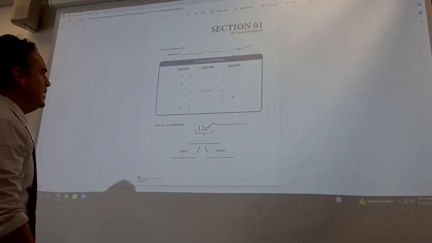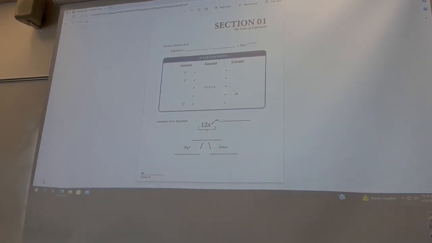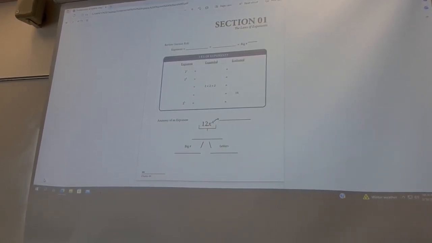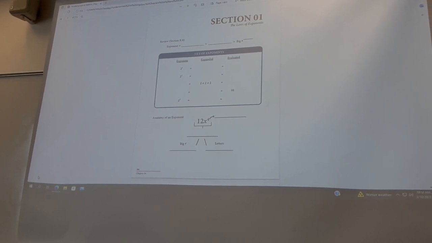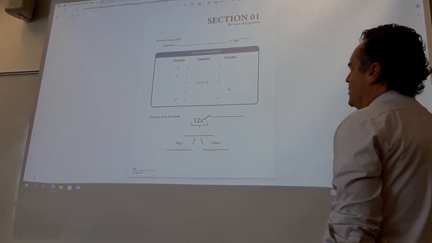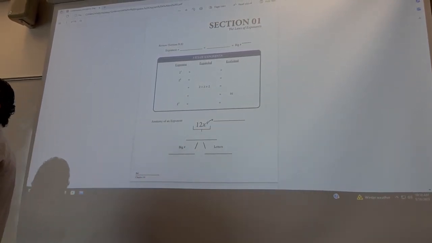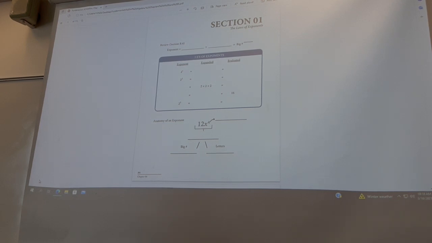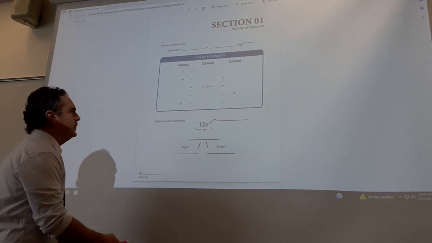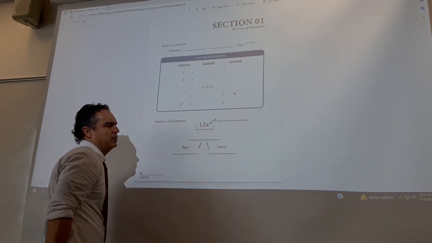Give you a second to do this. What's my next line? What's my exponent going to be? 2 to the 4th. Expanded, 2 times 2 times 2 times 2. What is that? 16, right? And then we have 2 to the 5th, and that is going to be 2 times 2 times 2 times 2 times 2. What does that equal? 32.